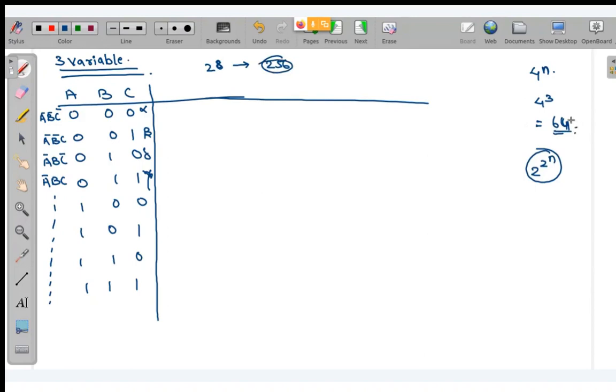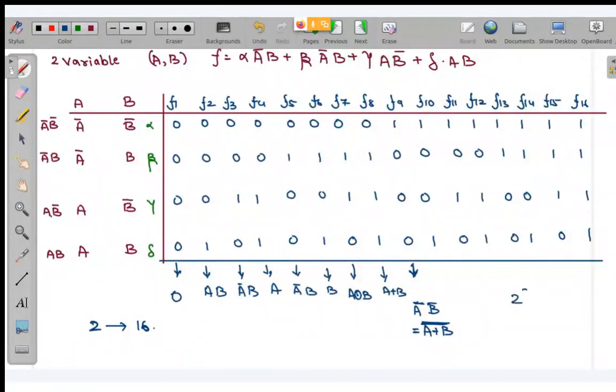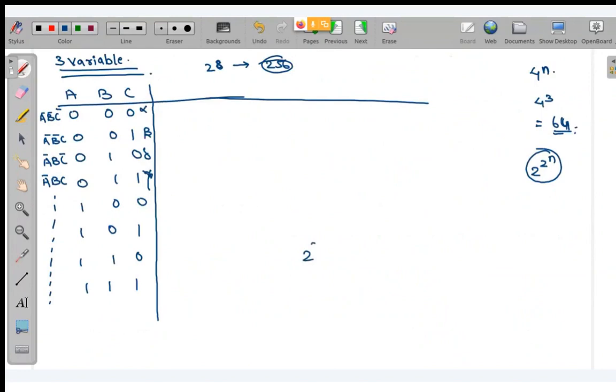So this is wrong. The generalized result: if you have n variables, the number of functions is 2 to the power 2 to the power n. Now if you put 1, this is 2 to the power 2 to the power 1, so that is 4 in this case. In the next case, 2 squared, so this is 4, 16. If you put 2 here, 2 cubed, that is 2 to the power 8, so that is 256. So generalized, it is 2 to the power 2 to the power n for n variables. Tell me if this is clear or not. Did you understand this?